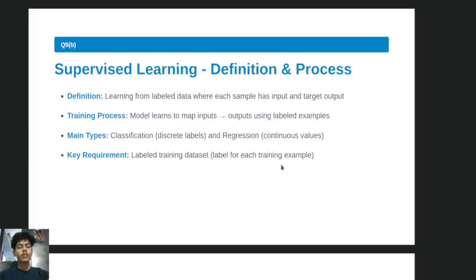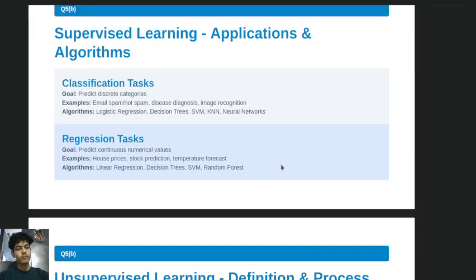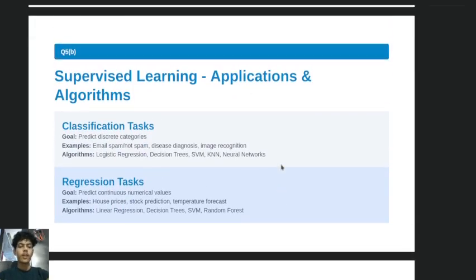In supervised learning, we are learning from labeled data where each sample has an input and target output, and the training process is that the model learns to map inputs to outputs using labeled examples. Main types are classification and regression. Key requirement is labeled training data sets. In supervised learning, classification tasks predict discrete categories, and regression tasks predict continuous numeric values.